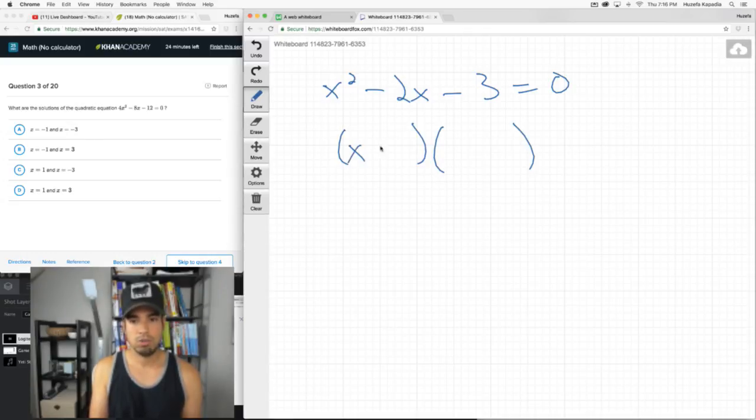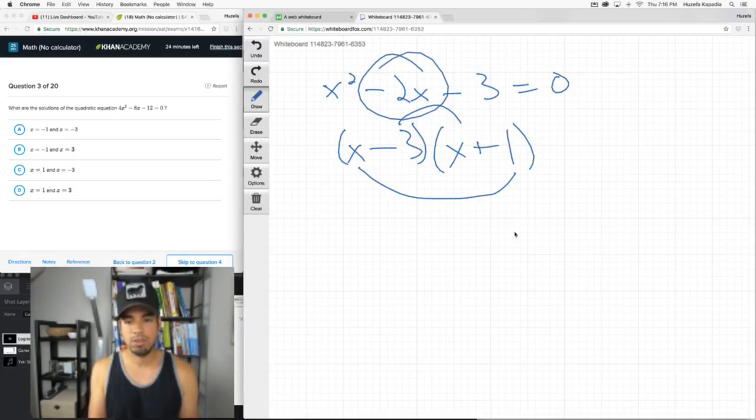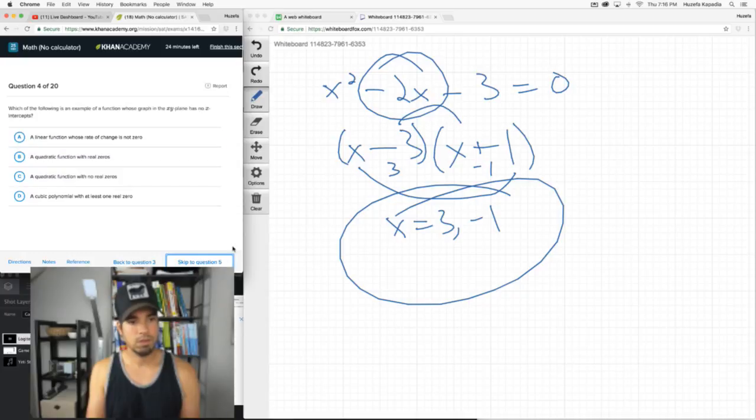So this one's actually not too bad to factor. It becomes (x minus 3)(x plus 1). Why did I do that? Because they multiply to negative 3, and when we multiply out, we get positive x and negative 3x, which combine to negative 2x. So what are our solutions? x equals 3, x equals negative 1. Those are the two solutions. The 3 makes this go to 0, and negative 1 makes this go to 0. So we got 3 and negative 1, and we're good.